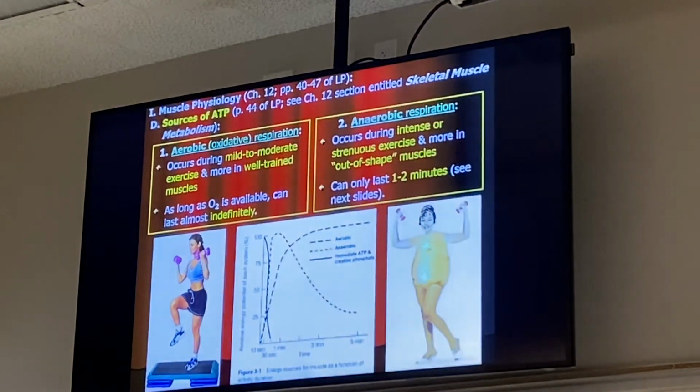And this is showing you the factors of what causes which fork you go in. Aerobic respiration, you got to be in shape, and you have to do a moderate type of exercise. And then it can last almost indefinitely. Anaerobic respiration, either couch potato, or you can even be a world-class athlete, but if you do anything intense, sprints, powerlifting, you're doing anaerobic respiration. And again, you're normally looking at 30 to 90 seconds.